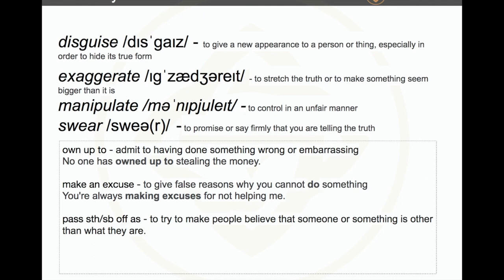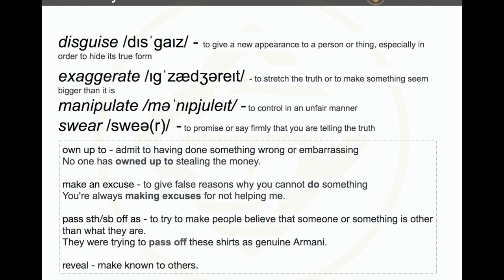Pass something or somebody off as. This is trying to make people believe that someone or something is other than what they are. For example, when you recommend a person, like passing somebody off as a very cool guy, okay? Or they were trying to pass off these shirts as genuine Armani, okay? I think it's clear now.